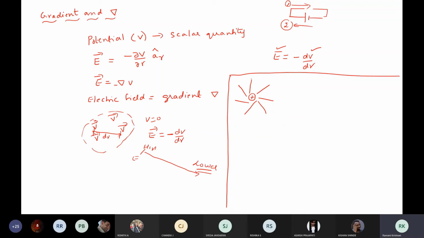Electric lines of force always start from positive charge, isn't it? They start from positive charge and move towards a negative charge. So here the arrow mark is away. If I have a positive charge, I should draw the arrow marks away. If I have a negative charge, I should draw it towards the negative charge.